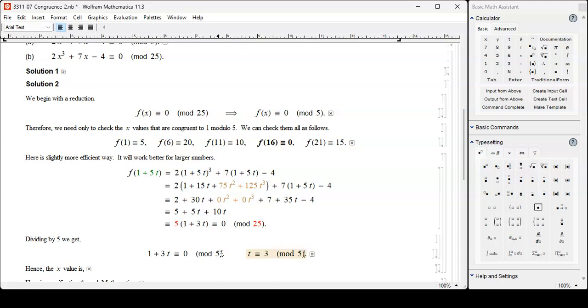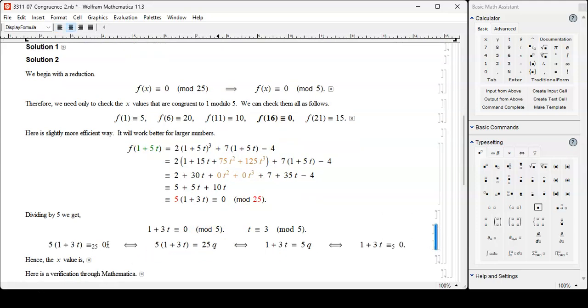And by the way, are you comfortable with this? Dividing by 5 and getting to this. If you're comfortable, okay, go ahead. If you're not comfortable, here's a proof actually. 5 times (1 plus 3t) is congruent to 0 mod 25 means this thing here is a multiple of 25. So 25 times some integer q for quotient.